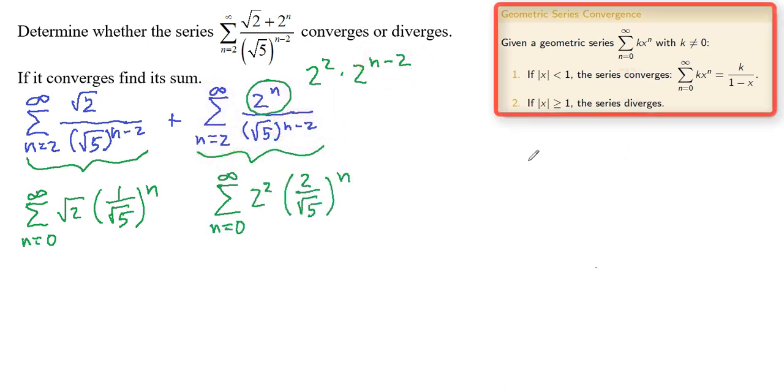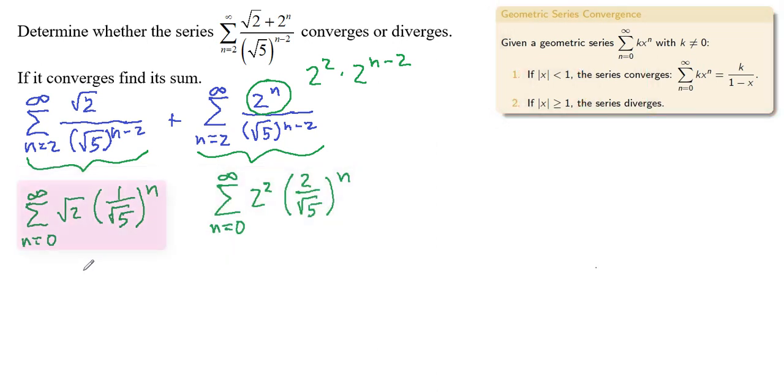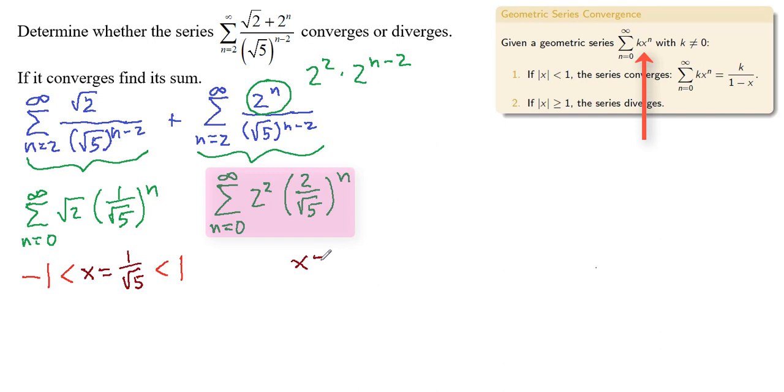Looking at our theorem, we will first identify x in both of these series in order to decide whether they converge or not. In the first series, x is equal to 1 over the square root of 5. And this is indeed smaller than 1 and also larger than -1. And so we are assured that this series converges. Similarly, in our second series, x is equal to 2 over root 5, and that is also bounded above by 1 and below by -1. So this series also converges.